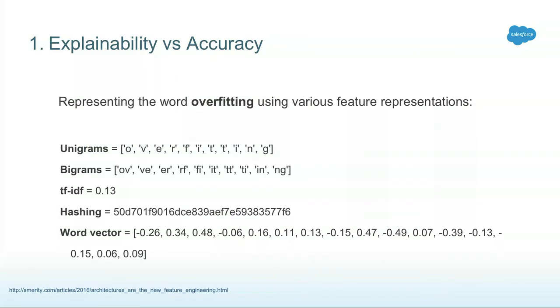This is also true for the feature space, for the input that we feed in. We usually transform these into some other features to get a better model. Here in this example, we're representing the word overfitting with different representations. The first one is really straightforward, which is what we call a unigram, where we just split up the word into individual characters. So overfitting becomes O, V, E, R, and so on. We can also do some more advanced methods, such as TF-IDF, where we weigh the occurrence of the word against all the occurrences of all the other words, and you get some kind of weight score, such as 0.13.